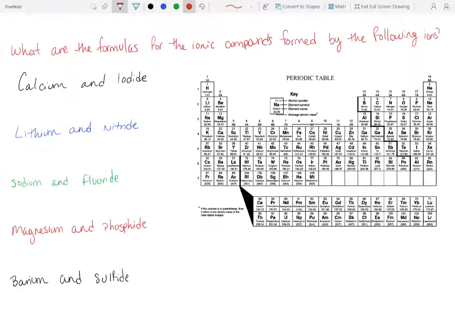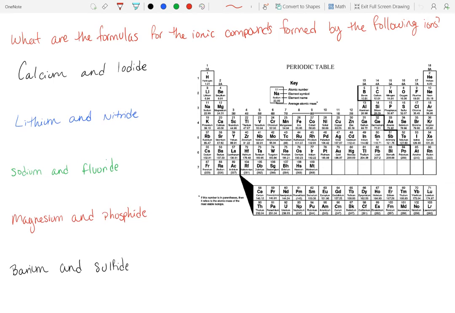So in this video, we're going to be doing a tutorial over ionic bonds and covalent bonds. So it's going to start off with some ionic bonds practice. Okay. So the question here is asking us, what are the formulas for the ionic compounds formed by the following ions? All right. So in our first example, we have calcium and iodide.